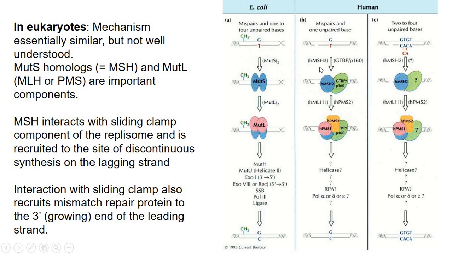The MutS equivalent, or orthologous to MutS in humans or in eukaryotes, is MSH2. This MSH2 binds to the DNA molecule, and GTBP or p160 is another component of this MSH2 recruitment protein. These two bind, and the binding of these two to DNA will bring MLH1 and PMS2. These MLH1 and PMS2 are the MutL equivalent. These will activate the endonuclease. What's the helicase? We don't know. What happens next? We don't know very much.